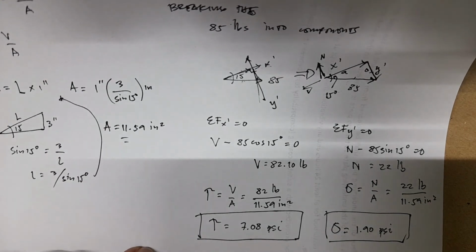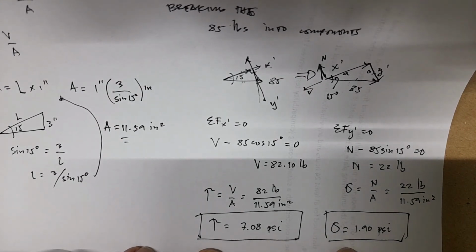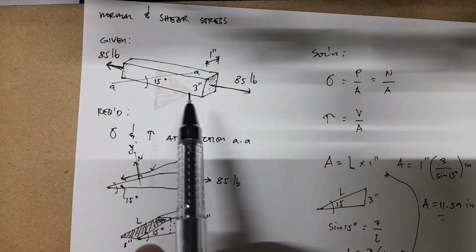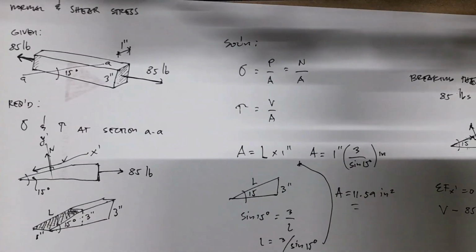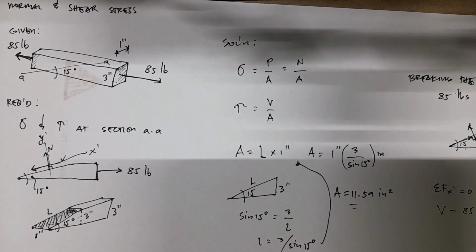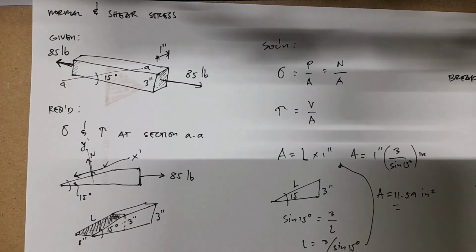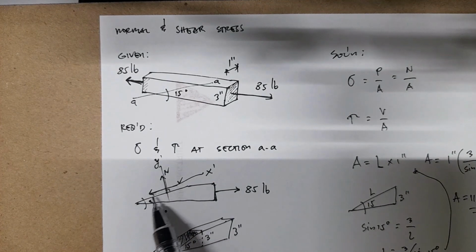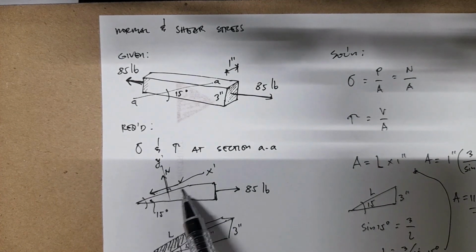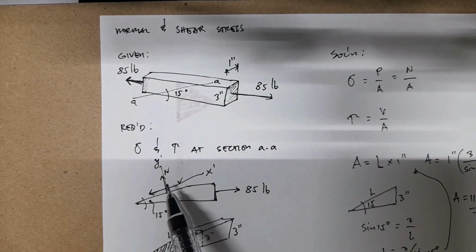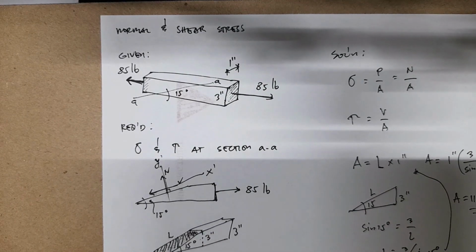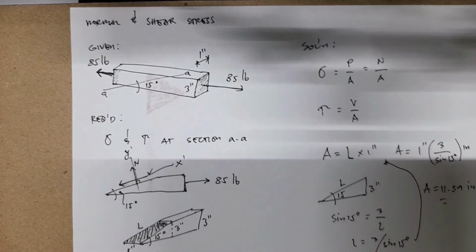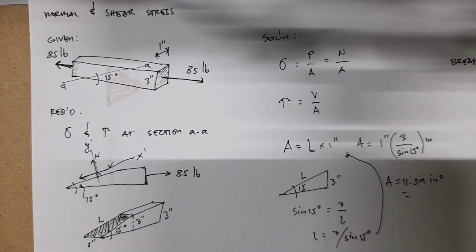So these are the values of your shear stress and normal stress at section AA, which is 15 degrees from the horizontal. Again, this is a combination of normal and shear stress. The V, which is tangent to your sheared area, causes the shear stress, and the normal force, which is perpendicular to the area, causes your normal stress.